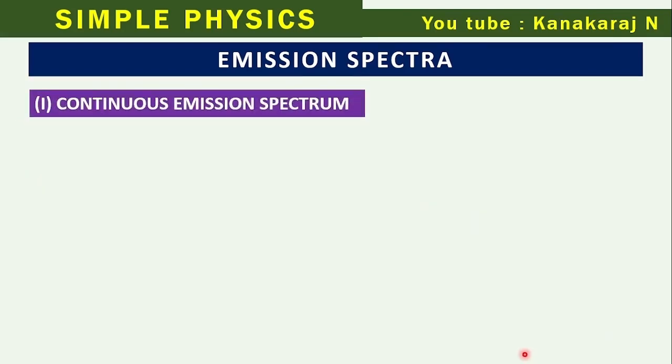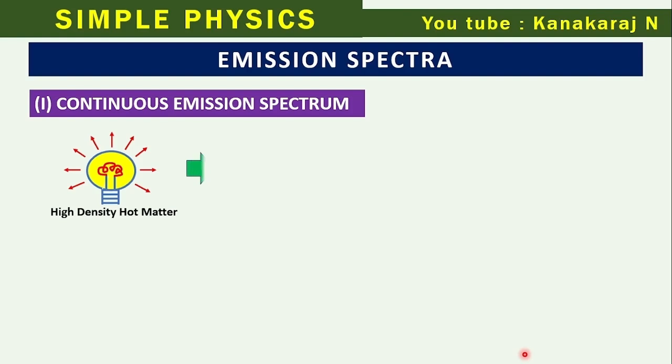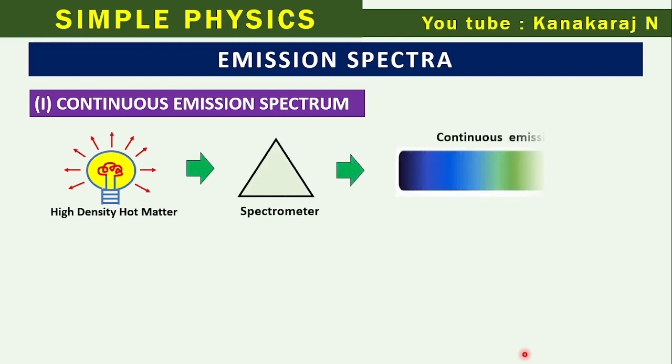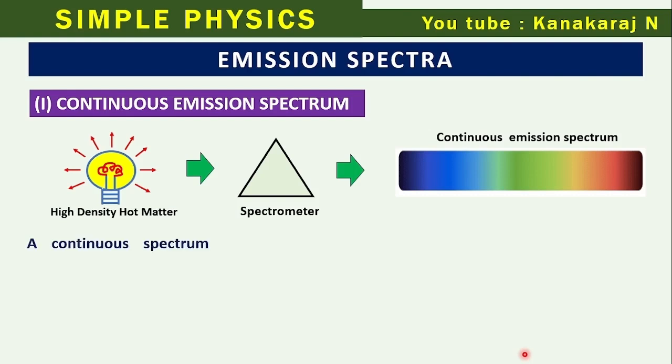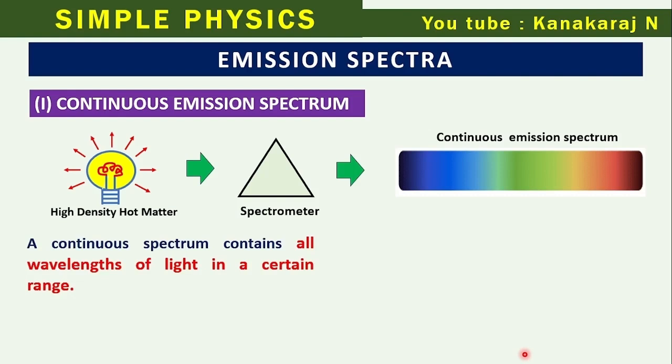Continuous emission spectrum. A high density hot matter gives all possible wavelengths of light. It passes through the spectrometer and we get a continuous emission spectrum with all possible wavelengths without any break. A continuous spectrum contains all wavelengths of light in a certain range.